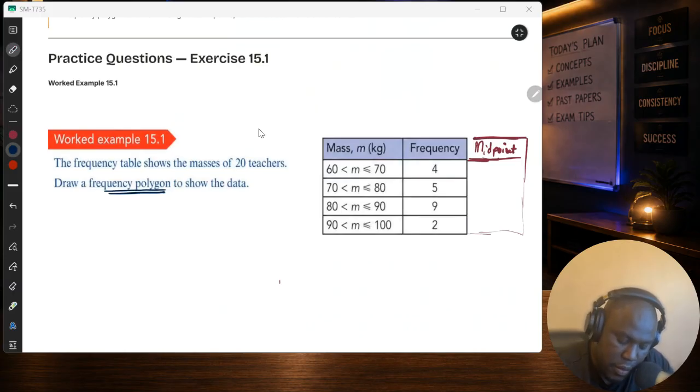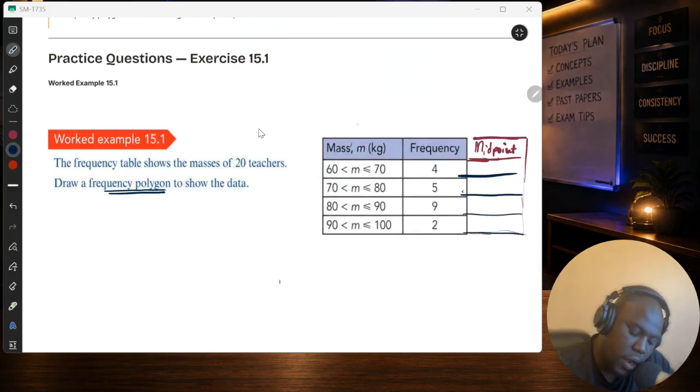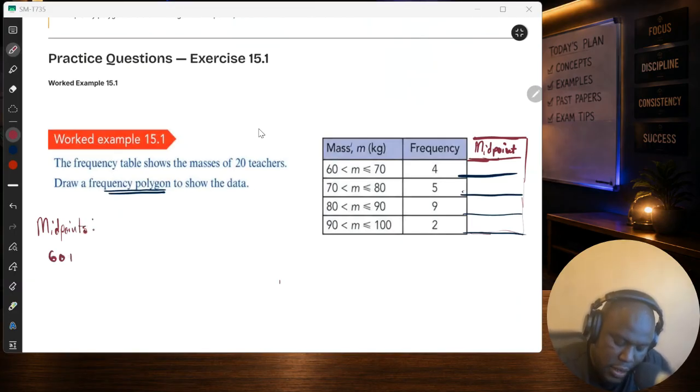Midpoint. Midpoint will be midpoint of what, students? Of the intervals here. So here with the mass being from 60 to 70, let's find the midpoints, all of them one by one. We say 60 plus 70. You take the lower bound plus the upper bound, then you divide by 2. So it's 60 plus 70, then you divide by 2, and this is going to be 65. So this midpoint is 65.